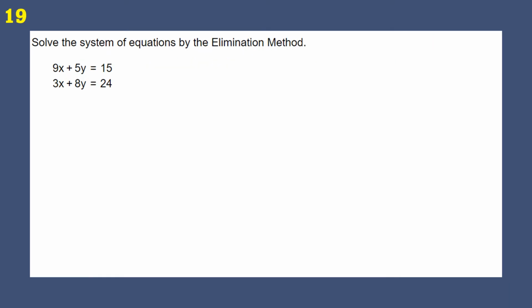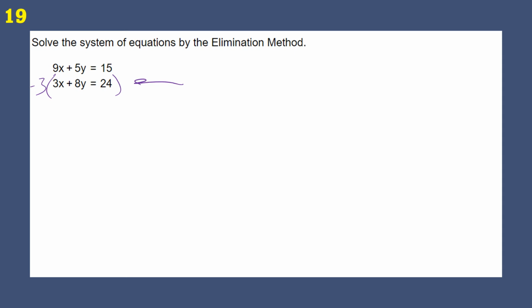Solve the system of equations by the elimination method. Now, the elimination method is where we try to get the two equations to crunch together to cancel out or eliminate one of our variables. We do that by trying to get them to be equal but opposite. So I want you to notice that the bottom equation has a 3x in it and the top equation has a 9x. So what I'm going to do is multiply the whole equation by negative 3.